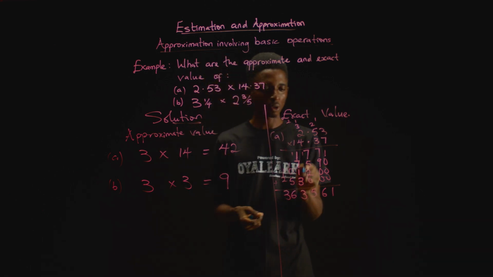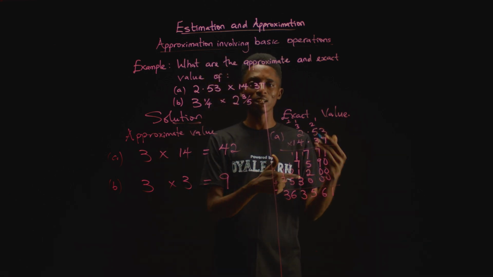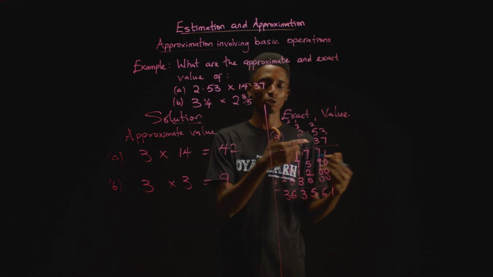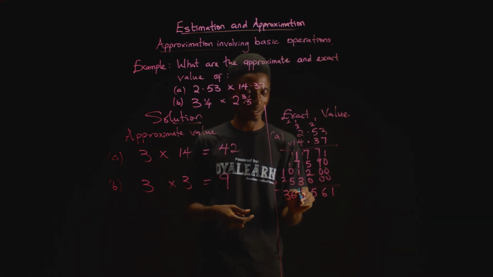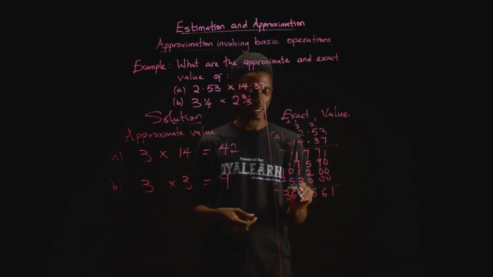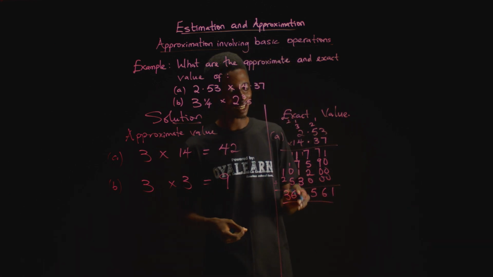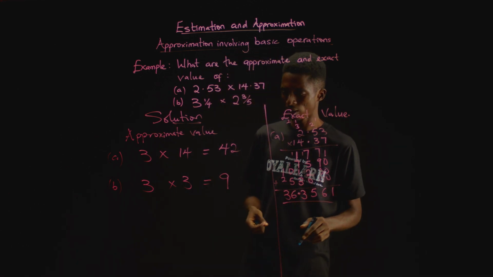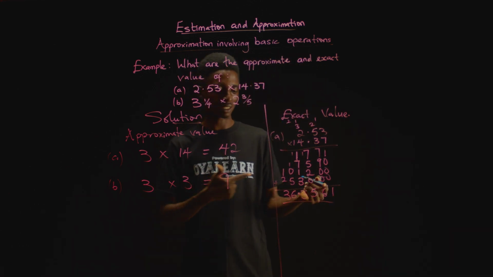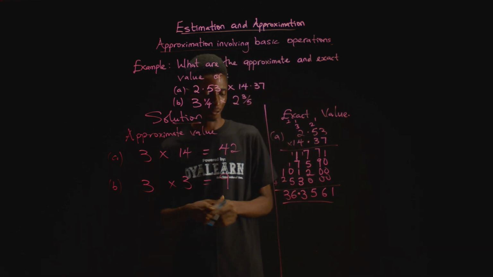Because we have 2 decimal places multiplying to each other, we increase the decimal place by 2 also. So, that is we have 4 decimal places. Our decimal point will be here. So, our answer is 36.3561. And if you compare with 42, you see it's not far off.